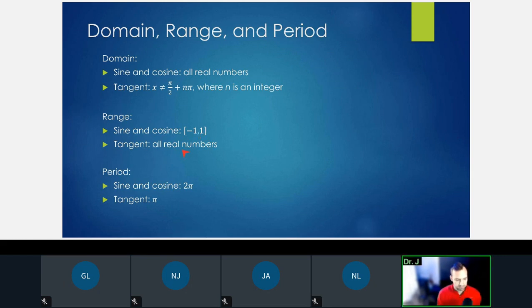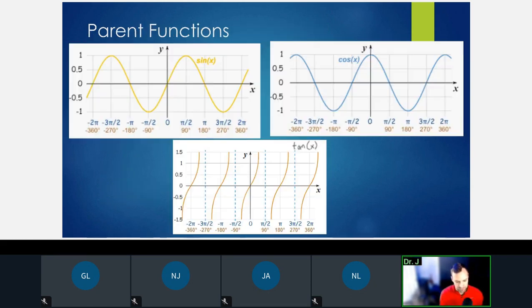Now, tangent, looking at the graph, it should make sense. It's all real numbers. Going back to here, look at this. Our graph goes up forever. It gets really close to the asymptote. It gets infinitely close as it climbs infinitely. In this direction, it goes down forever and gets infinitely close to this asymptote as it approaches negative infinity. So your output for your tangent is all real numbers.